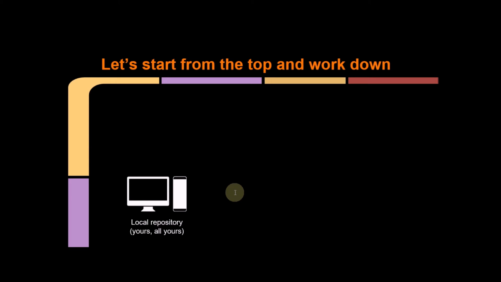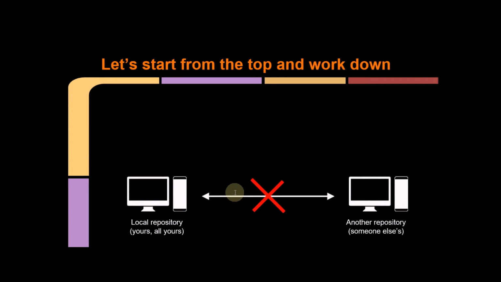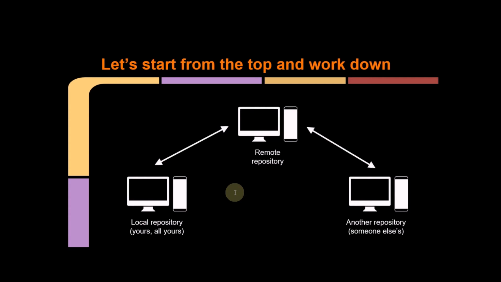But if someone else has a repository, there's no direct link. It's not like a shared Dropbox folder where you directly access someone else's code, or you all directly access the same code. Instead, if we're going to share code, it has to go through a remote repository. And this is how you can control when changes come into your code, because someone else will push changes to the remote repository, but until you go ahead and pull those changes, your code will continue to work the same way it always has.